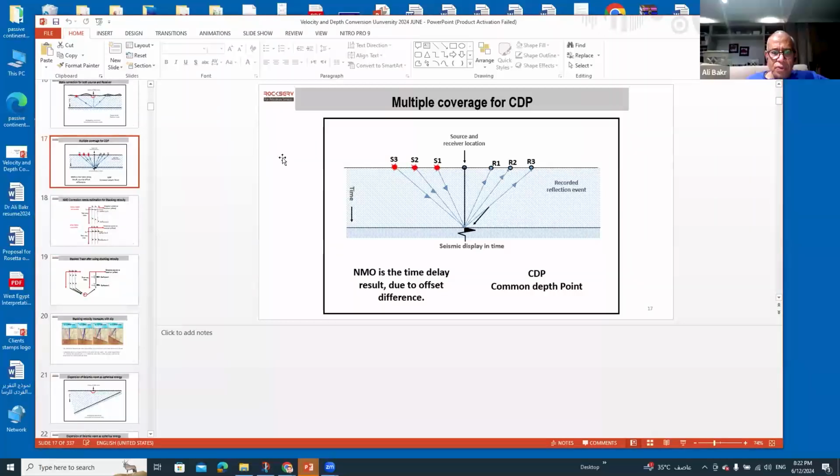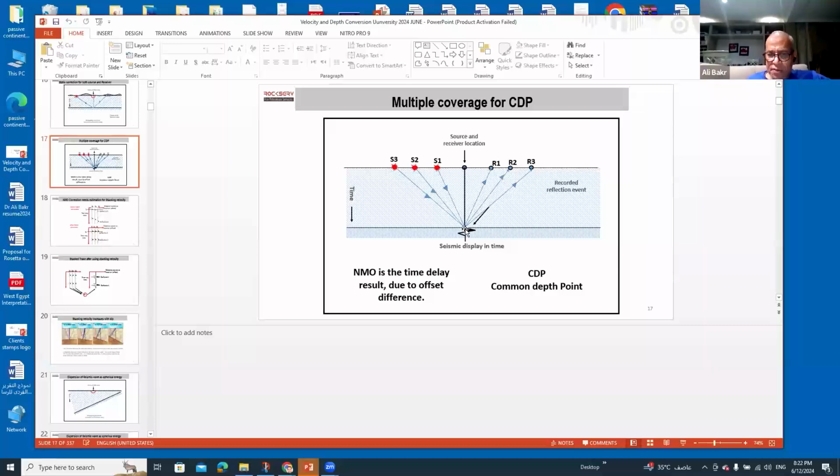In front of you, we are assuming that we are shooting in that position and have reflection vertically. But in real life, we are shooting from the side and recording from the other side. So the same point in this case has been recorded the first time from S1 to R1, the second time from S2 to R2, and the third time from S3 to R3. So I have been recording a reflection from that point 3 times.